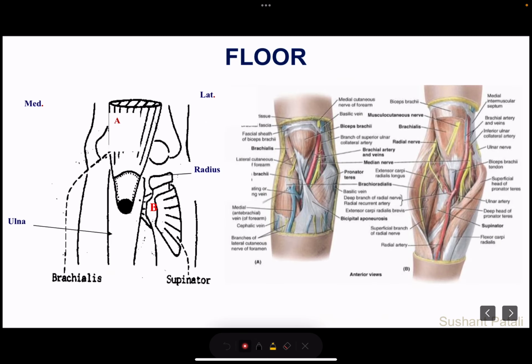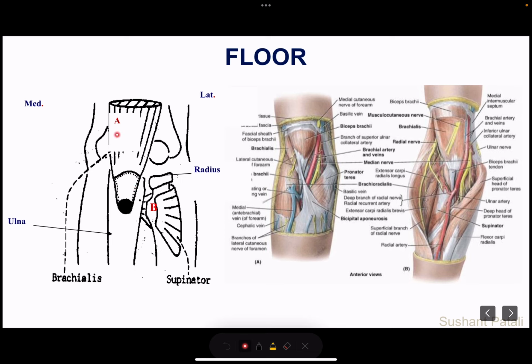Right, now coming to the floor of the cubital fossa, it is formed by two muscles. Above and medially it is formed by the brachialis muscle. So this is the brachialis muscle, right? Before it gets inserted by forming a flat tendon into the ulnar tuberosity and the coronoid process of the ulna.